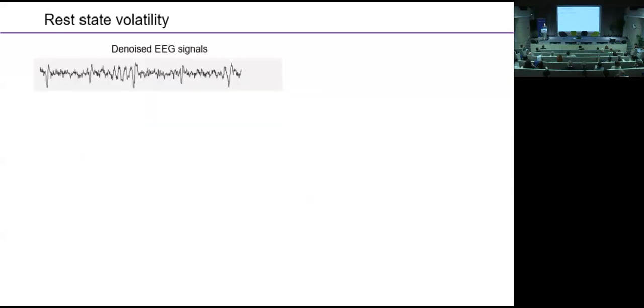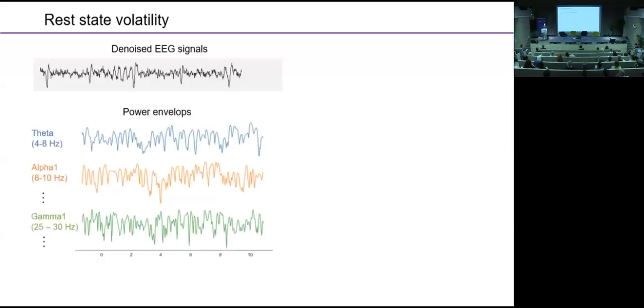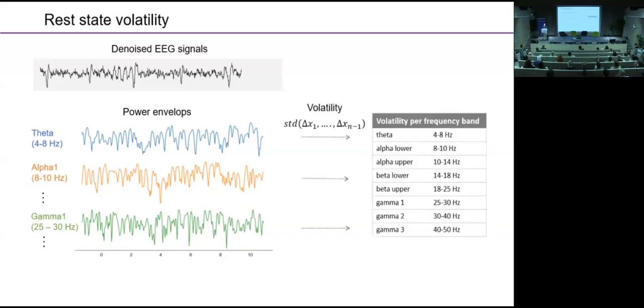Now, briefly, how we compute volatility. We first extract the power envelopes from the denoised EEG signals in these classically defined frequency bands. Then we apply the volatility formula to each power envelope, which is simply the standard deviation of the step-by-step change in the power. This gives us volatility for each frequency band at each electrode. And then we just average across to get a single volatility value.